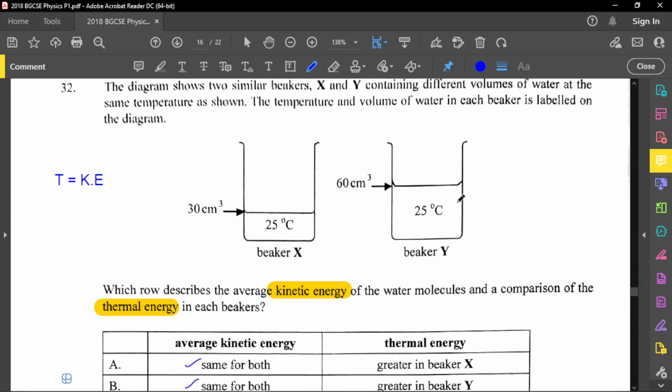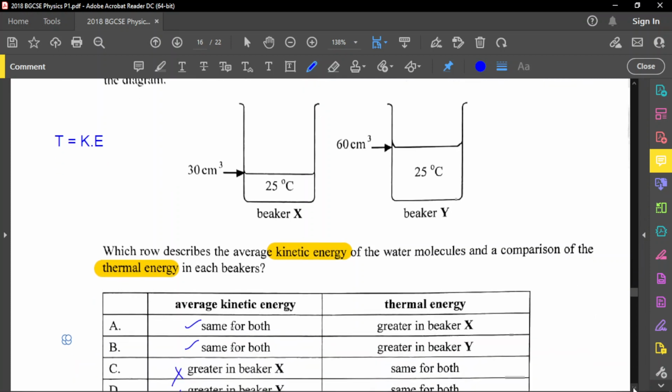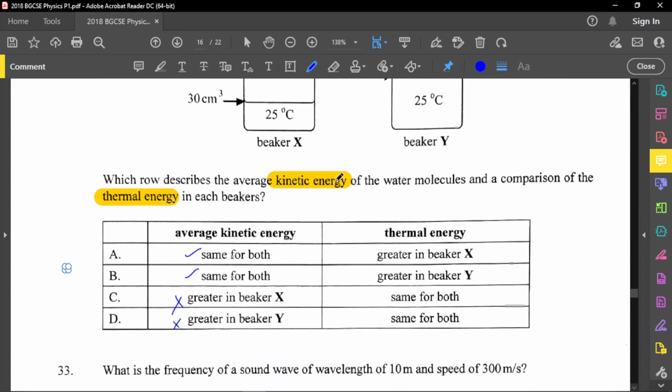So it's going to take a longer time for beaker Y to reach 25 degrees Celsius. In other words, you have to absorb a lot of heat energy. It's also going to take a longer time to cool, so it's going to take a longer time to release all that heat, even though it's at 25 degrees Celsius, because you have more water molecules there. So yes, we're going to say Y is greater. So yes, B will be your answer.